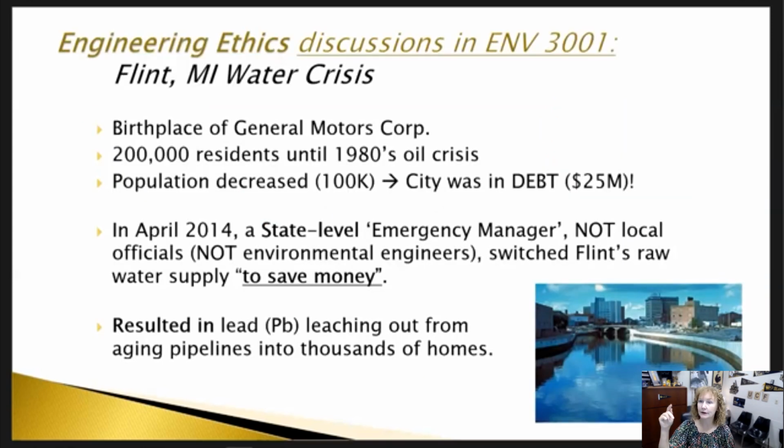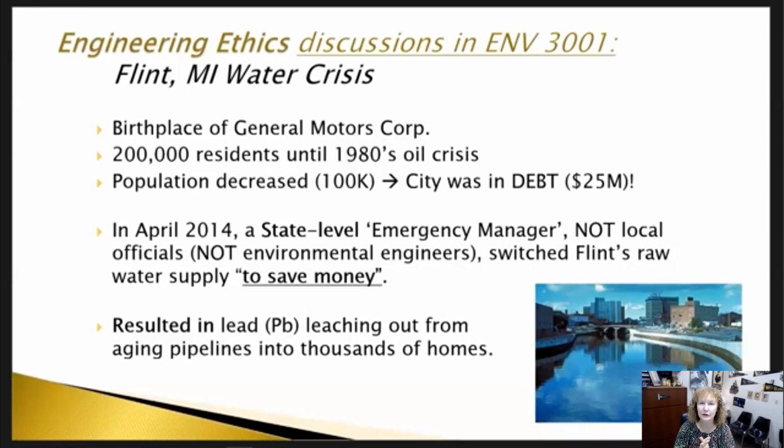So as a quick example, in the 3001 environmental engineering course that I teach, I've been using the example of the Flint, Michigan water crisis. It was just an absolute nightmare. As an environmental engineer, I'm like, oh my gosh, how can this happen? But it did. Flint, Michigan, birthplace of General Motors, was a huge, oh, not huge city.